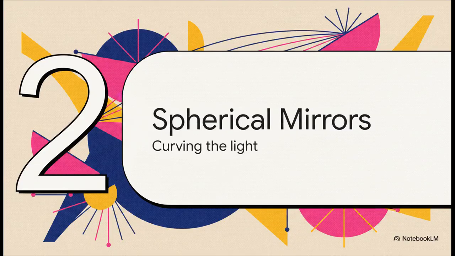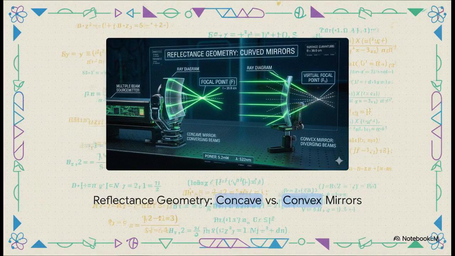Moving on to Section 2, mastering spherical mirrors, curving the light. Now, check out the incredible contrast in how we can manipulate these beams. Over on the left, you've got a concave mirror. Notice how it grabs those parallel green laser beams and converges them down to a very real, specific focal point. But on the right side, the convex mirror does the exact opposite. It takes those same beams and diverges them, scattering them as if they were coming from an imaginary virtual focal point hidden behind the mirror. Getting this physical difference straight in your head is absolutely crucial for drawing your ray diagrams correctly on exam day.